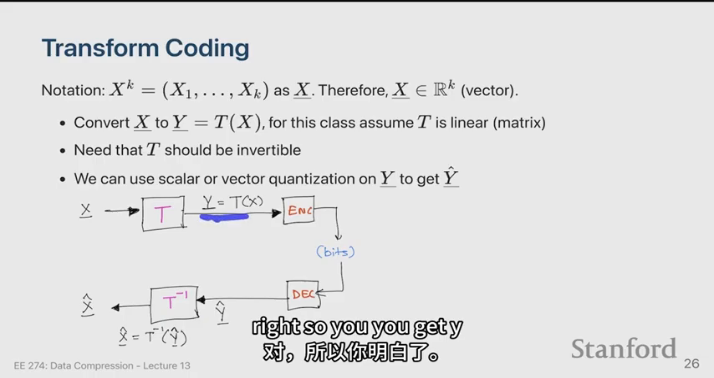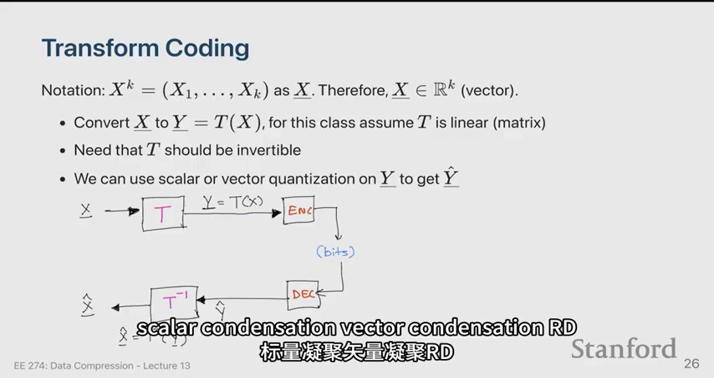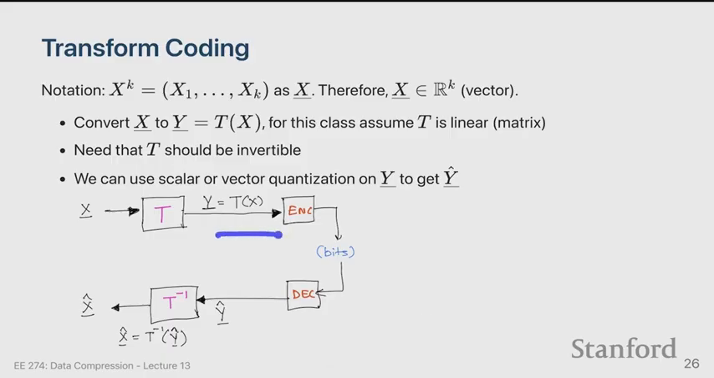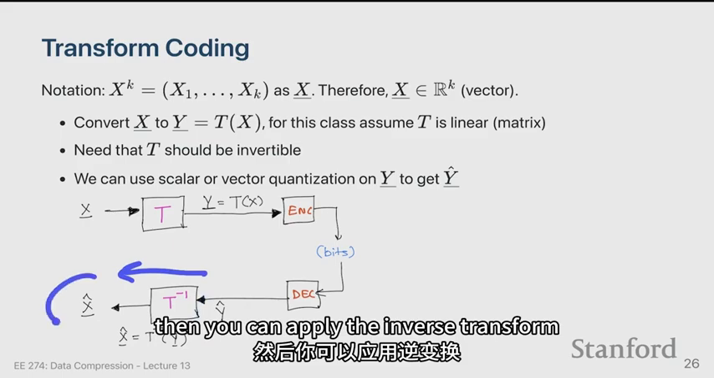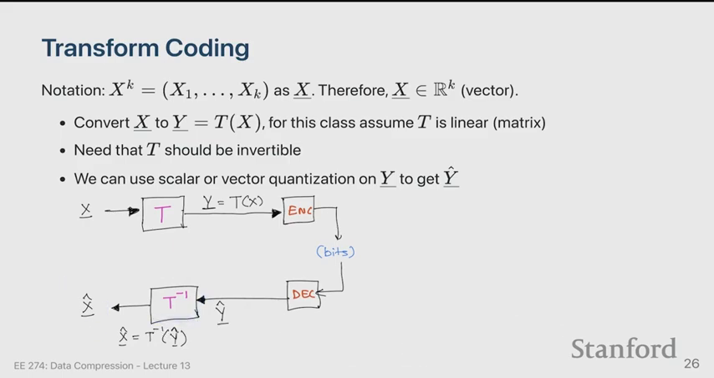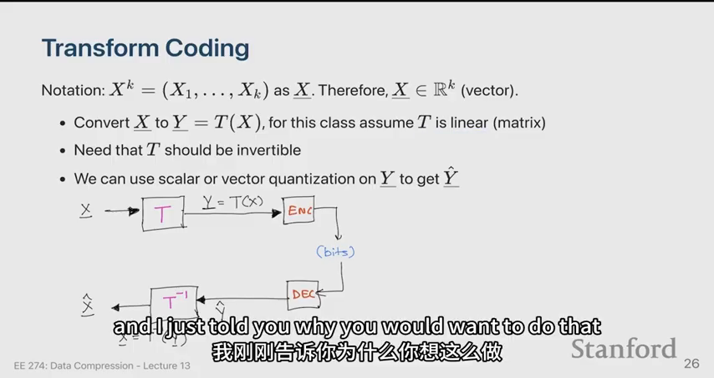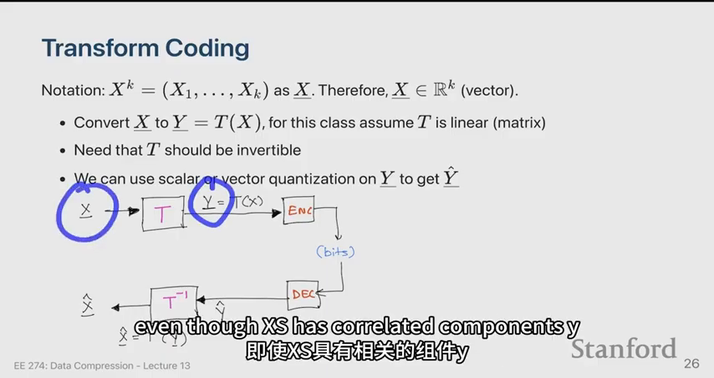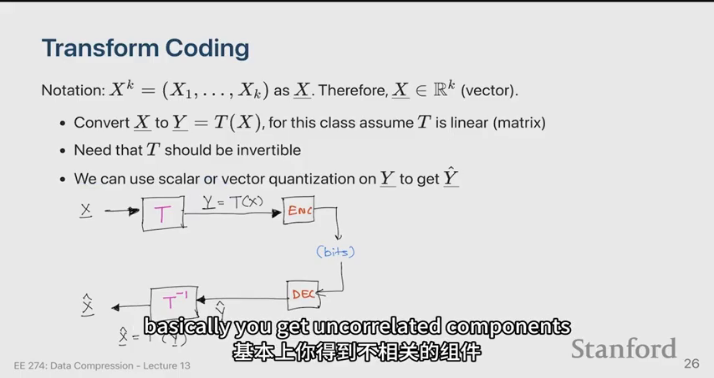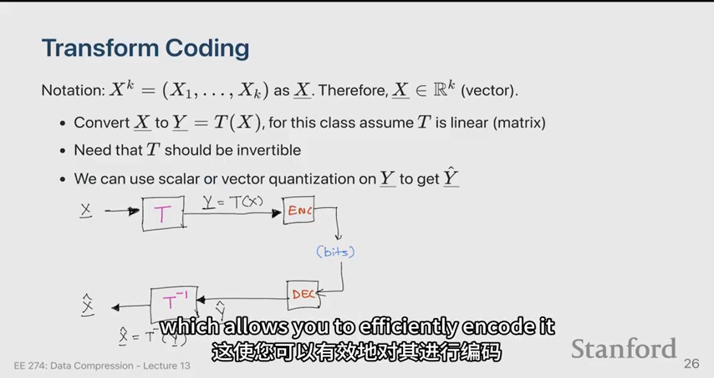So you get y. Now you do all the same things which we have been doing so far: scalar quantization, vector quantization, RD, whatever you want to do. You encode it into bits, decode it, you get back y hat. And then you can apply the inverse transform to recover your x hat. Okay? For this class, let's assume your T is linear, and I just told you why you would want to do that. Because the hope is, even though x has correlated components, y gives you uncorrelated components with different variances, which allows you to efficiently encode it.